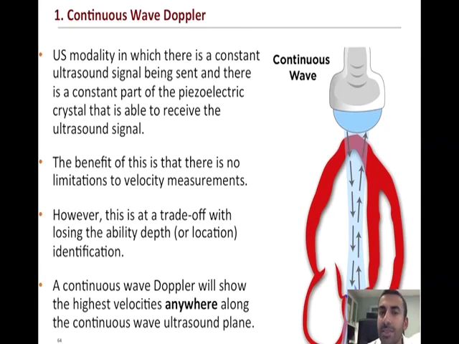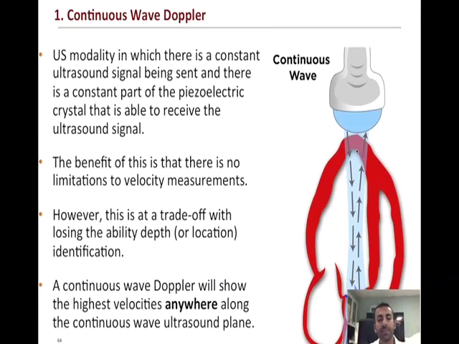There are three types of Doppler. The first is continuous wave Doppler. So continuous wave Doppler, as the name says, allows a constant sending of ultrasound wavelengths and a constant receiving of ultrasound wavelengths. So what it does is that it allows you to have a summation of all the velocities in the pattern of which the ultrasound probe is emitting.